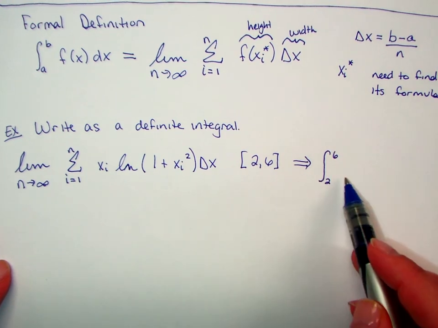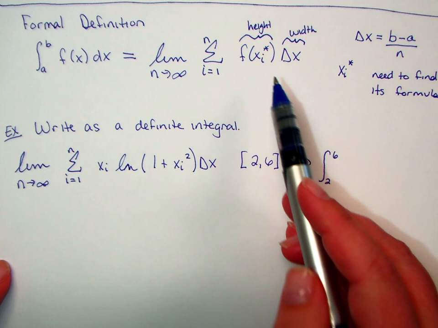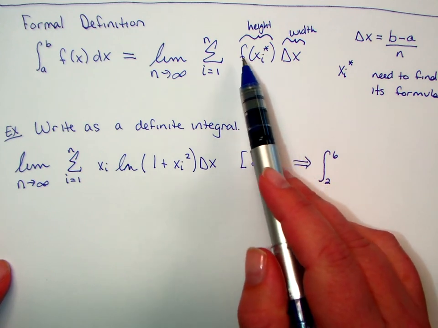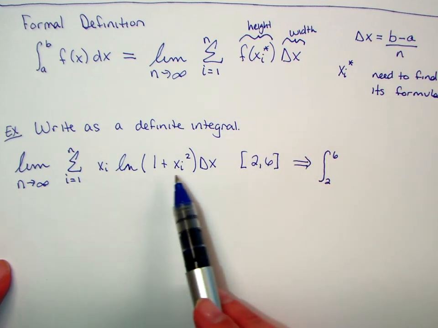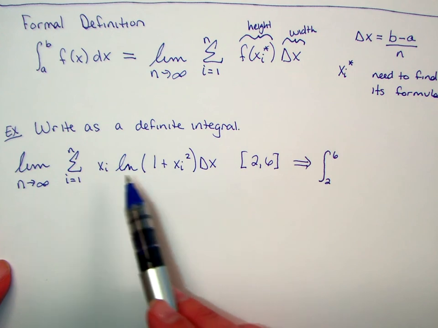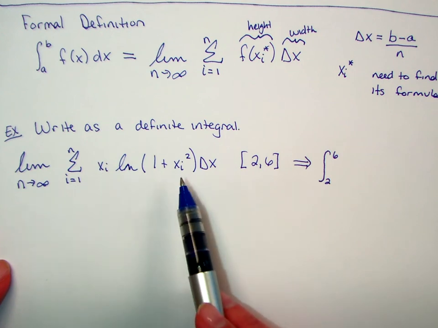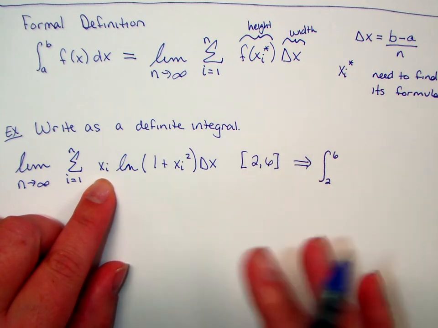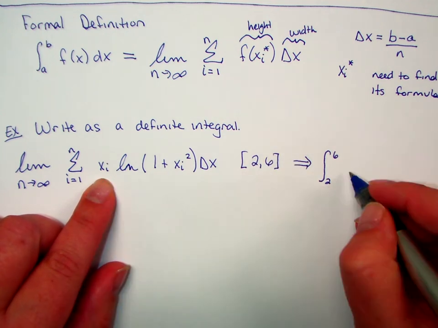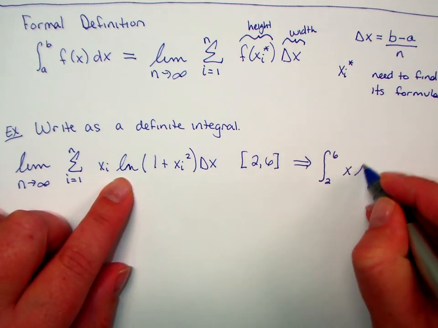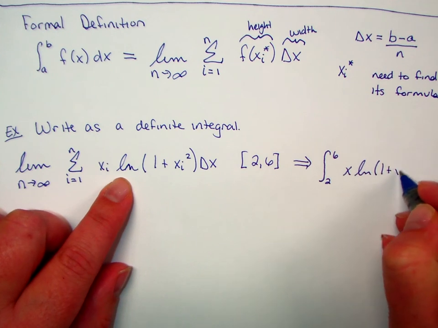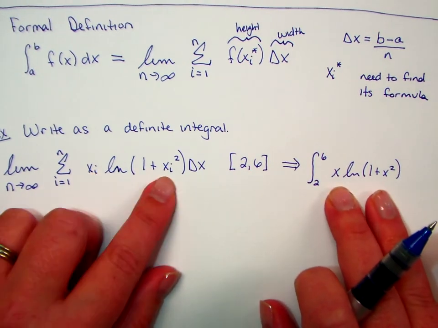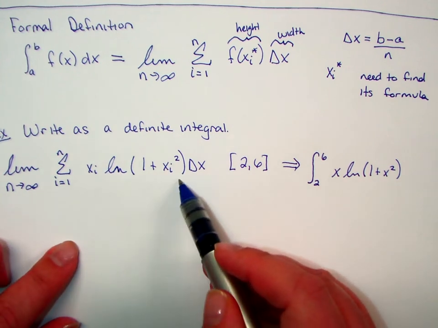And now I need to know what the function is. When we calculate the height of these rectangles, we're doing x sub i star inside the function. Now this example doesn't have x sub i star, it just has x sub i. But we're plugging those x sub i's into the function. So what would the function look like with no x sub i's? Well, the x sub i is simply x. And so we're going to get x ln of 1 plus x squared. This is our function, because if I plugged x sub i in there, I would get this part. So this is kind of like the height of our rectangles.